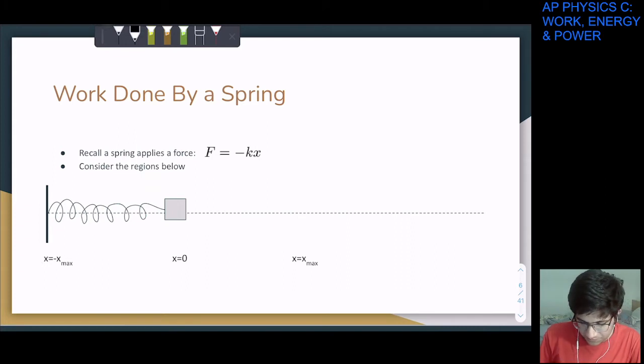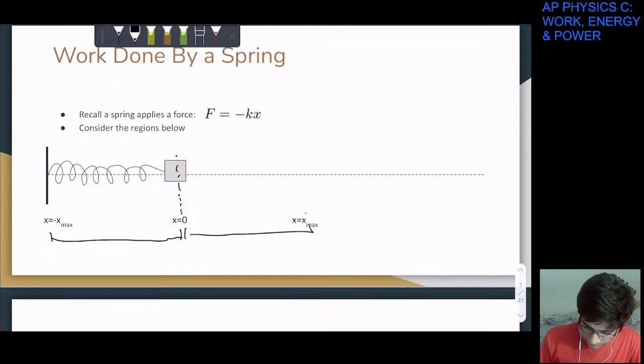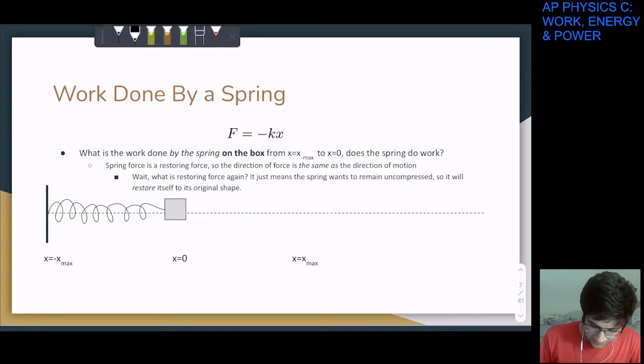And we're going to consider these regions. Over here we have equilibrium, here we have x equals minus x max, and here is x equals x max. So this distance here is the same as this distance here. Imagine this spring is moving, and we ask, what is the work done by the spring on the box from x equals minus x max to x equals 0?